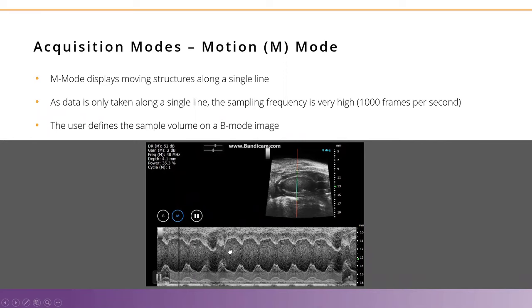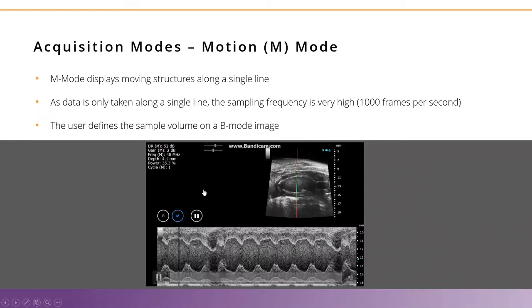And so along this line, we can see the heart moving through diastole into systole, again out to diastole, and this becomes a very high frame rate or high sample rate image that's taken to allow us to fully characterize the cardiac function within an animal.